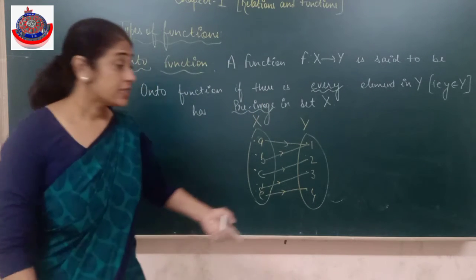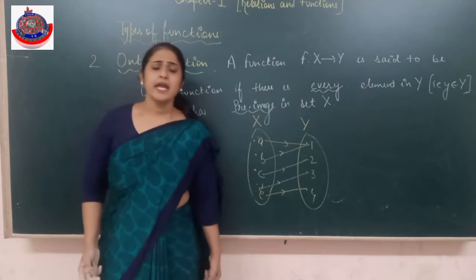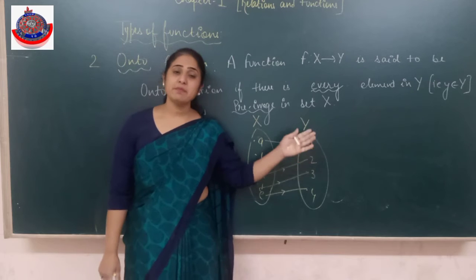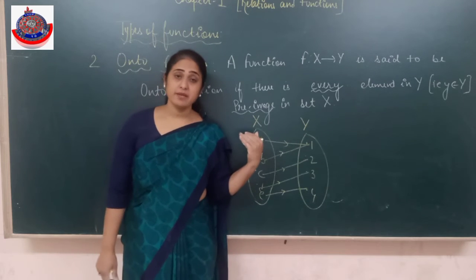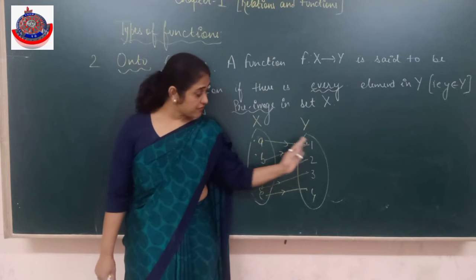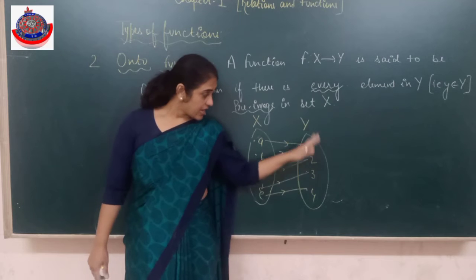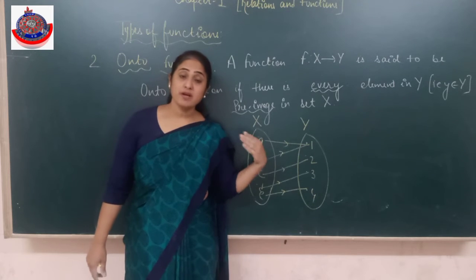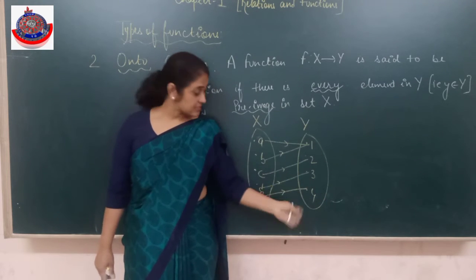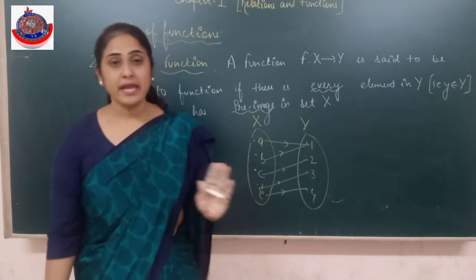Is it clear? There is no element left over in set Y. Into means the second set has some element left over which has no pre-image available. Onto means no element is left in the second set. Every element is occupied with some element of set X. That means every element is an image of one or the other element of set X. For every element there is an element available, then it is said to be an onto function.